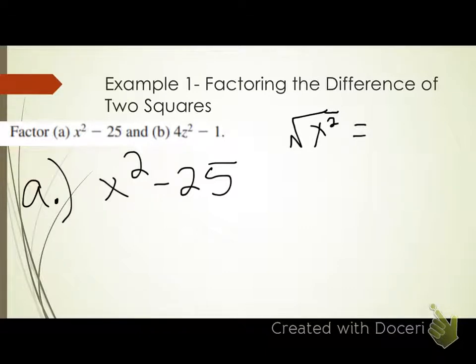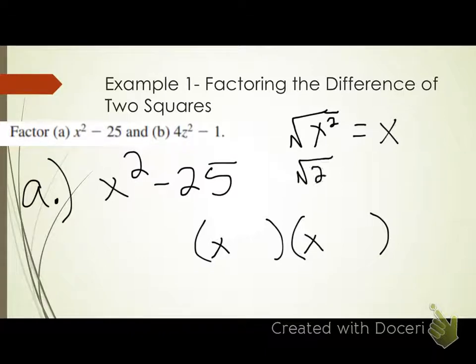I'm asking myself what number or variable times itself gives me that radicand, the number or variable under the radical. So x times itself gives me x squared. So the square root of x squared is x. So I'm putting x in the first slot of each set of parentheses. Step 2, I'm taking the square root of 25. Square root of 25 is 5, so I'm putting 5 in the second slot of each set of parentheses.